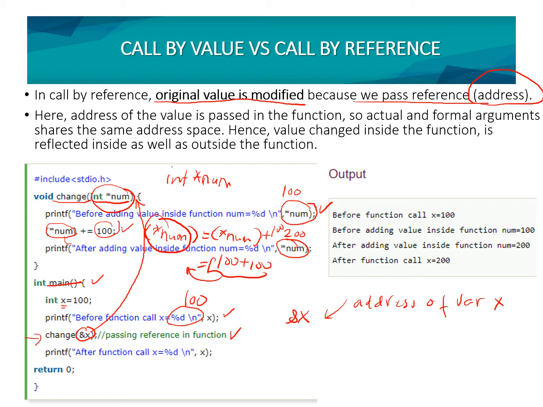So after the pass by reference function, which is this line, it will read the next one. After the function call, the value of x is now updated to 200 instead of 100, because we are accessing the value of x and doing some calculation to update the value at the address of x from here.